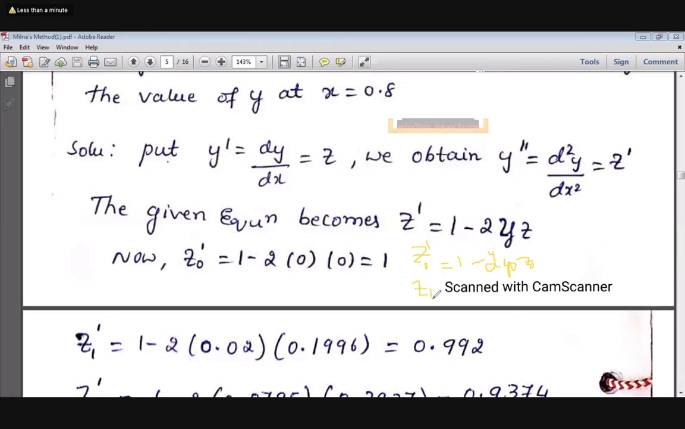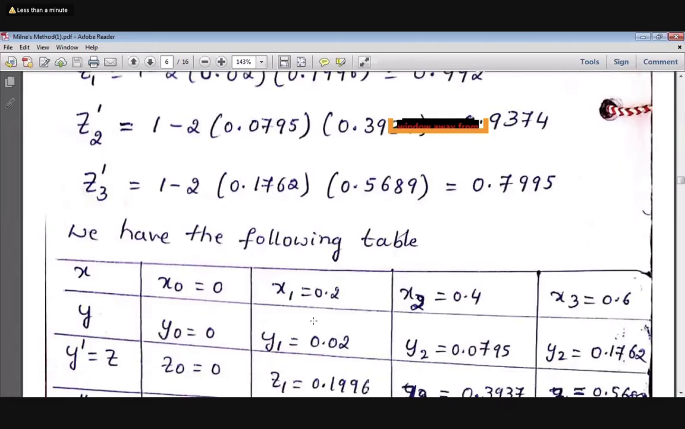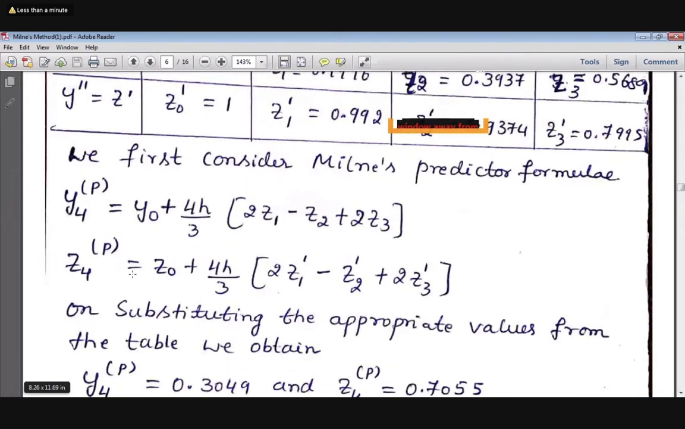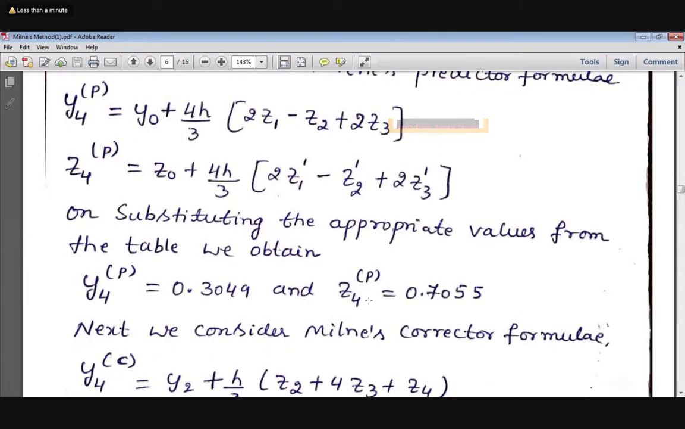Z1 dash will be 1 minus y1 z1. So this is also the same thing. Y1 z1 you have written, so directly you can write. Okay, that's what I told. Next, write the formula. After writing the formula, substitute all the values, and you will get this much as the answer.